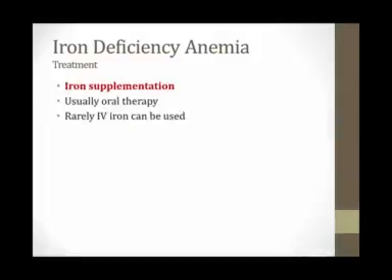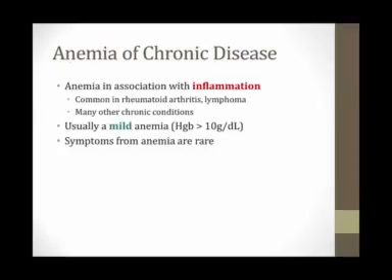The treatment for iron deficiency anemia is very simple. It's iron supplementation. Usually this is given as a pill. Rarely IV iron can be used in patients who are severely iron deficient. The next anemia we're going to discuss is called the anemia of chronic disease. This is an anemia that occurs in association with inflammation.